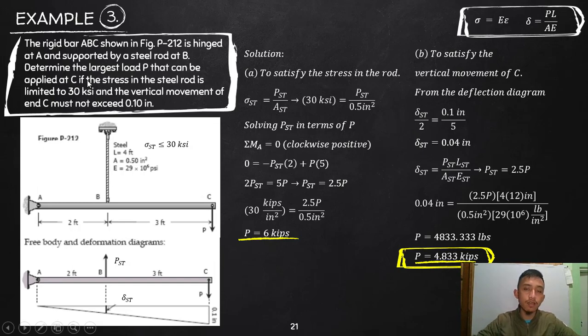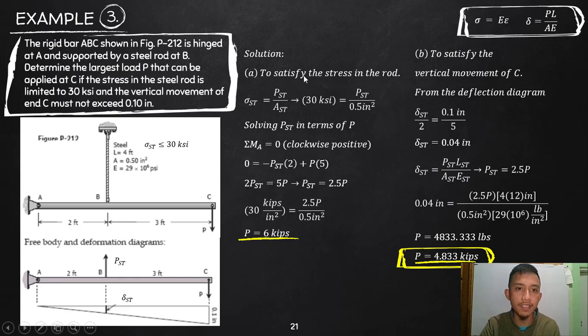So look at this, we are now combining the stress and then the strain. Limited only to 30 kips per square inch, and then the displacement at C is limited supposedly to 0.1 inch only. It will not exceed 0.1 inch. Okay, so that is our scenario.